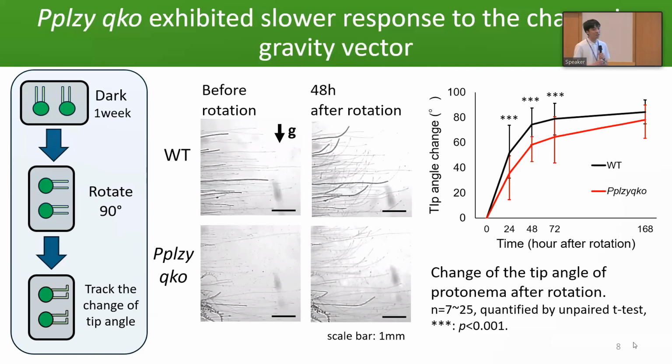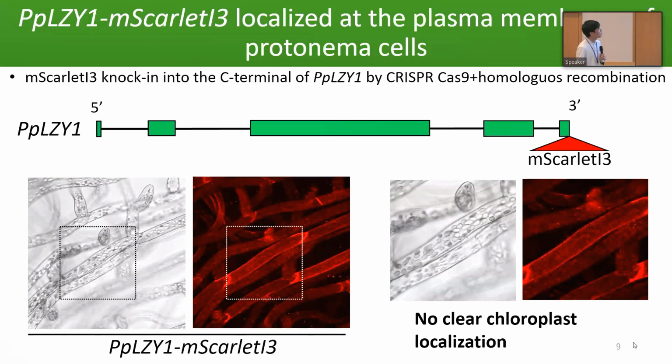So we wanted to address how. We knocked in a fluorescent protein at the C-terminus in one of the lazies, and we observed the localization. At first we were hoping that we could see a signal at the plasma membrane and also at the chloroplast, because Physcomitrium doesn't have an amyloplast, but it does have plastids and chloroplasts. So we thought that it might localize there, but we could see a signal at the plasma membrane, but we couldn't see any at the chloroplasts.